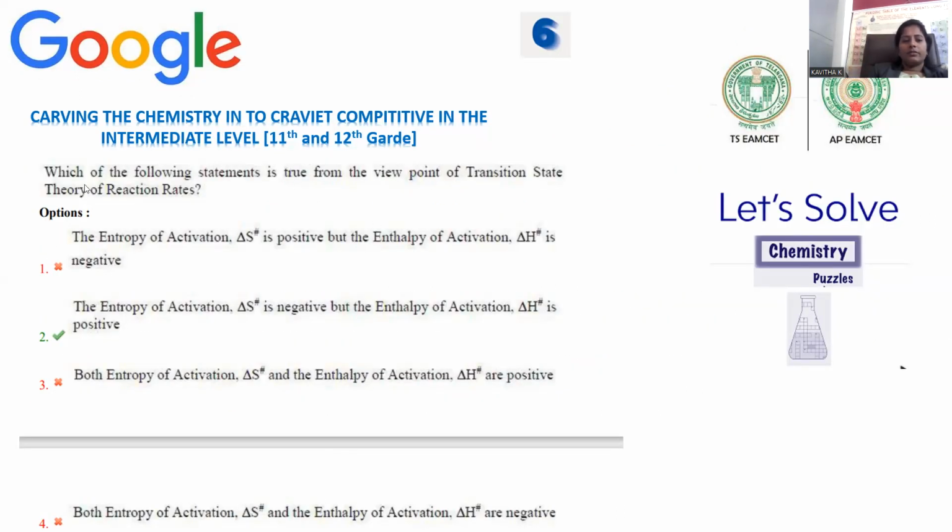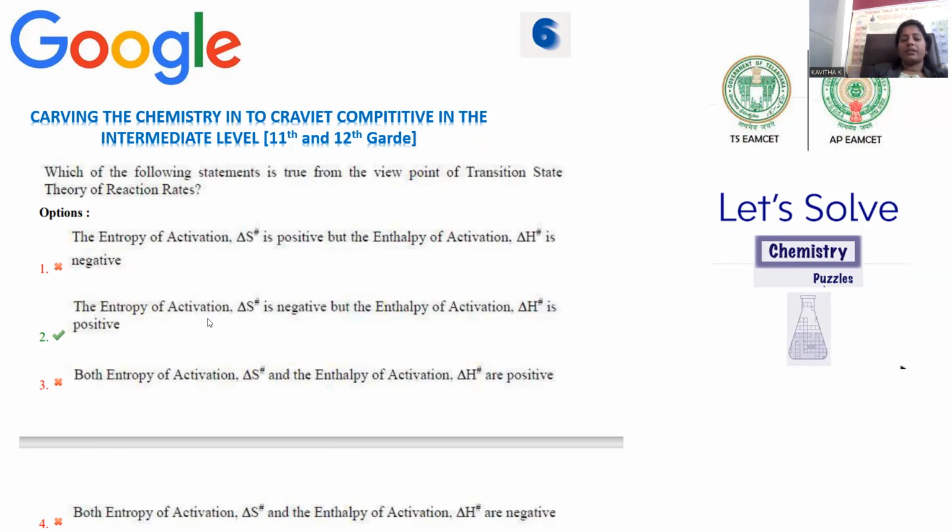Sixth question. And these are the questions collected from Gurukulam Degree College entrance examination conducted by Telangana State. Which of the following statements is true from the viewpoint of transition state theory of reaction rate? When transition state theory is taken into consideration, they are asking how parameters like entropy and enthalpy will vary.